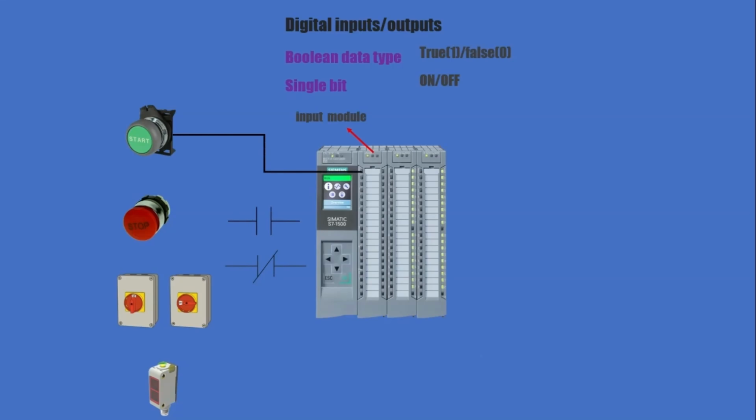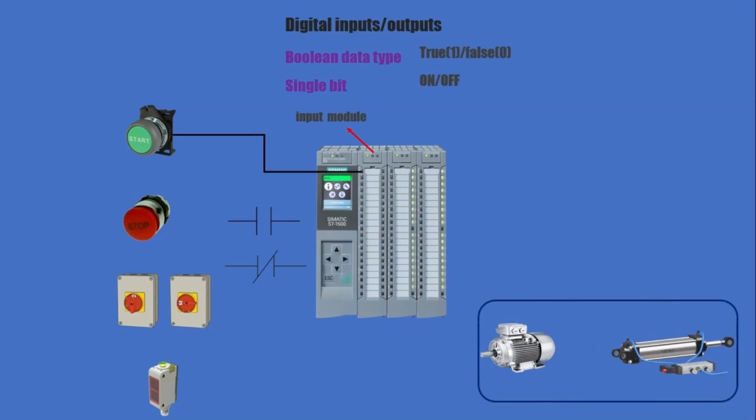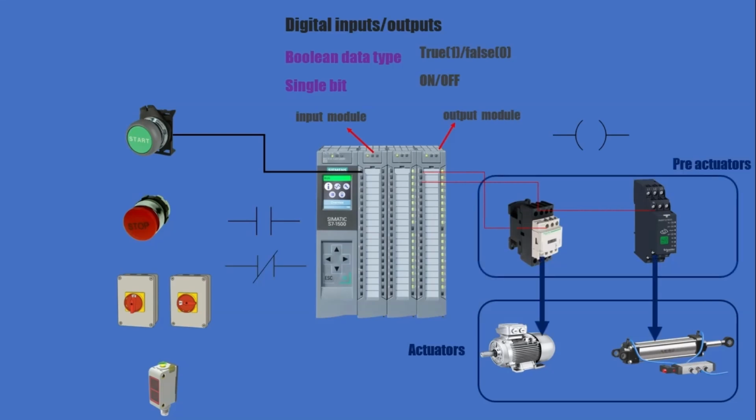As to the outputs, we can cite motors, when it's just about turning on or off, and pneumatic cylinders. However, here the PLC output is not directly connected to the output device, which is commonly referred to in automation terminology as actuators. The PLC output is first connected to contactors or relays called pre-actuators, then these ones connect to the output device. Well, today we tackle the analog inputs and outputs.